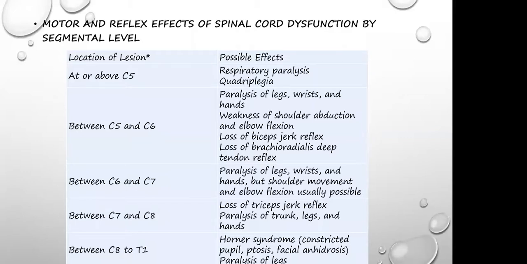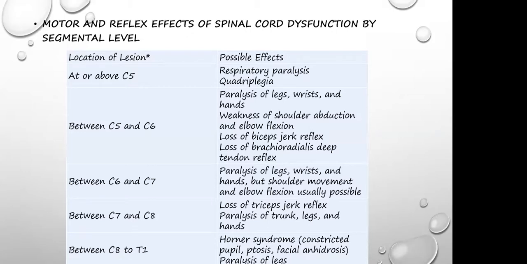At or above C5, respiratory paralysis, quadriplegia. Between C5 and C6, paralysis of legs, wrist and hands, weakness of shoulder abduction and elbow flexion, loss of biceps jerk reflex, loss of brachioradialis deep tendon reflex.